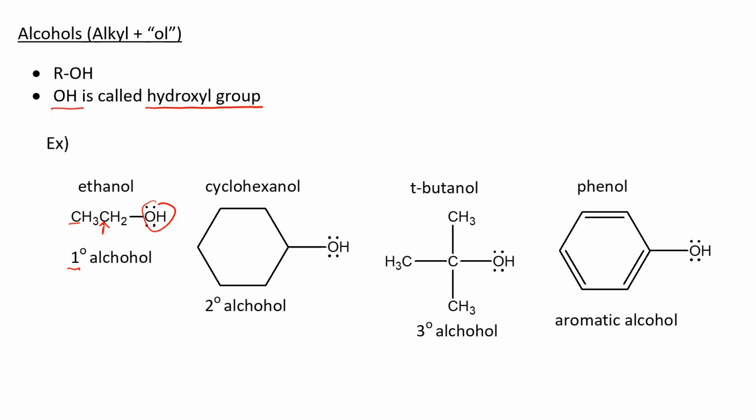Cyclohexanol is a secondary alcohol because we have our OH group attached to a carbon. Ask yourself how many carbons are attached to it. 1, 2. That makes it secondary. We can have tertiary alcohols, and we can even have aromatic alcohols in which the OH group is attached to an aromatic ring.